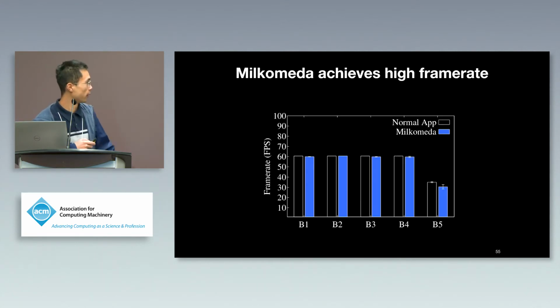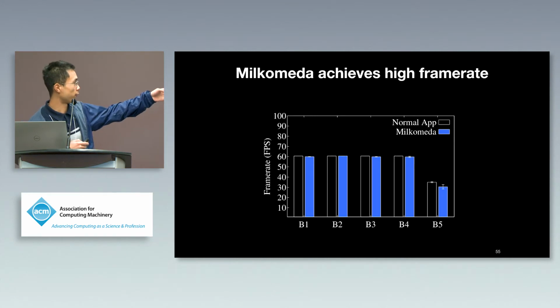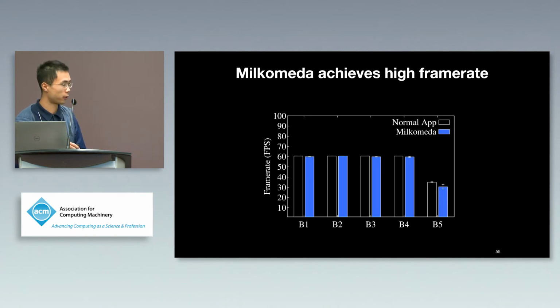Here's the result. On the y-axis, you have the frame rate measured in frames per second. On the x-axis are the different benchmarks, comparing a normal app and Milkomeda. For the benchmarks that achieve a high frame rate, we also achieve a high frame rate. Note that the system will cap the frame rate at 60 frames per second, which is the display refresh rate. And for the ones that stress test the GPU, we achieve slightly lower but similar performance.